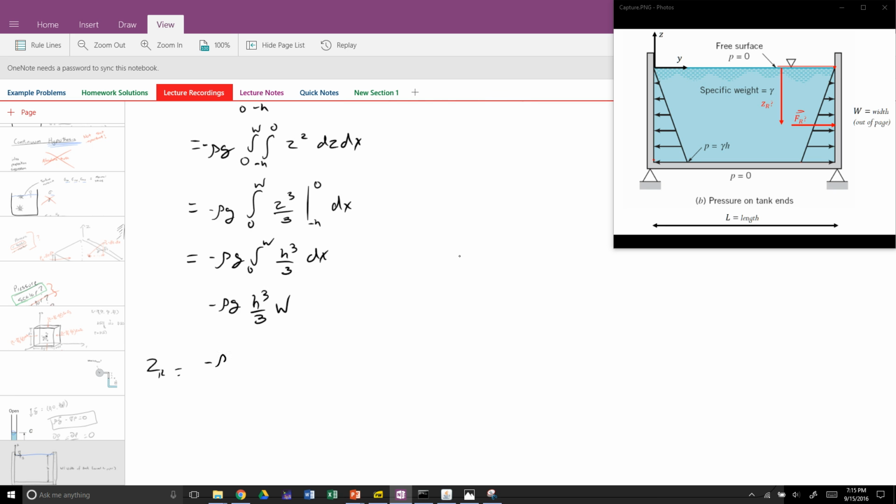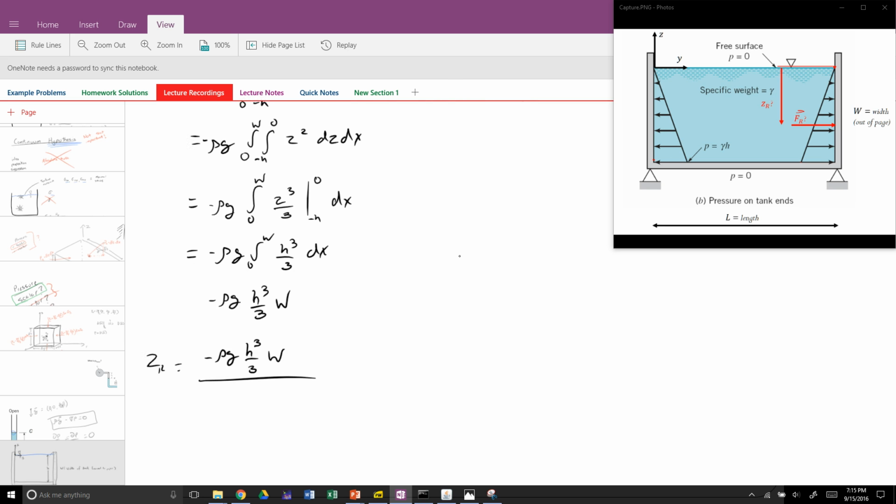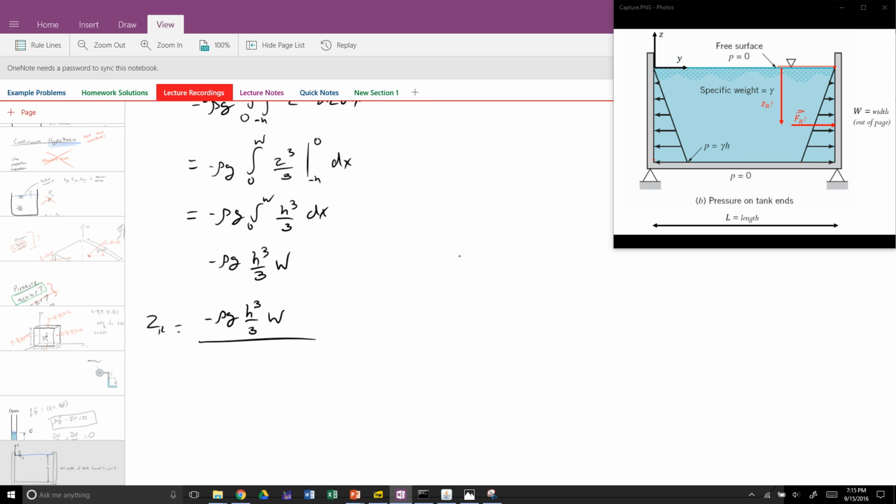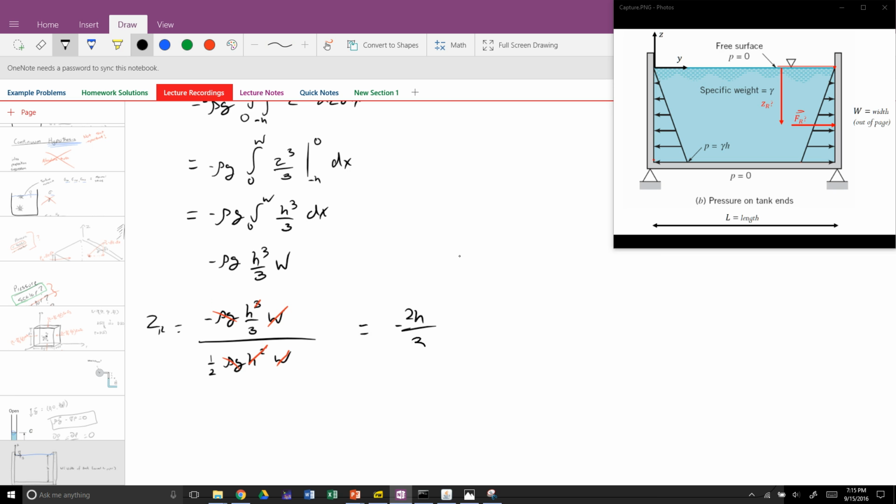Now dividing through by the resultant force to isolate the z component, we get zr is equal to negative rho g h cubed w over 3 divided by, again, let's think of it in terms of the volume of that prism, 1/2 rho g h squared w. Now we get some cancellations going on. Get rid of that exponent, get rid of that h, w gone, rho g gone, leaving us with negative 2h over 3.